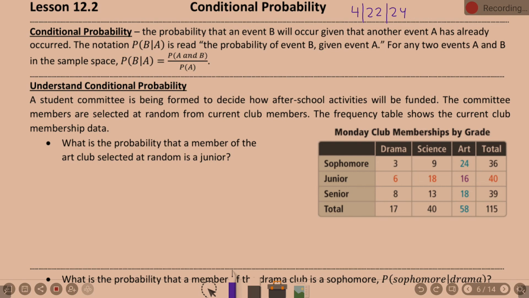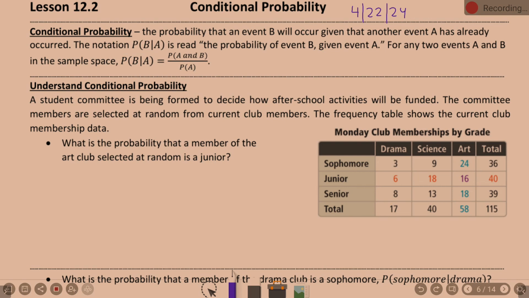So for any two events A and B in the sample space, so in the possible answers, probability of B given event A, on top you're going to do the probability of A and B together, and then on bottom it's the probability of A. Okay? Now we're going to look at a couple examples to get us into this, and I will say on the first example I'm going to kind of show you the long way, but we can then shortcut it.